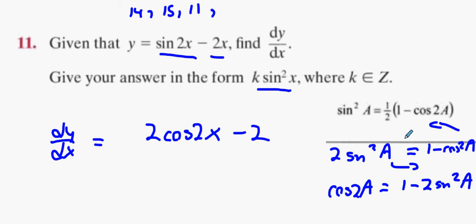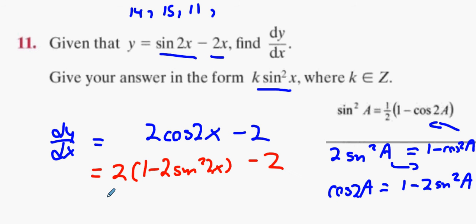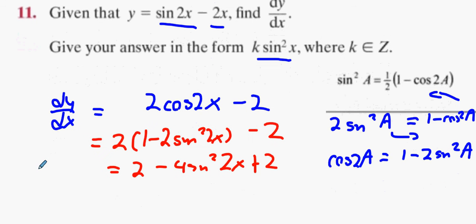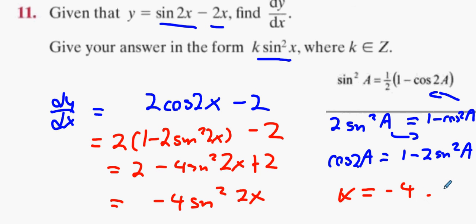Now, what happens if you multiply both sides by 2? Actually, you don't need to, never mind that. So I'm just doing this. And this should work out nicely now. So the answer is minus 4 sine squared 2x. So k equals minus 4.